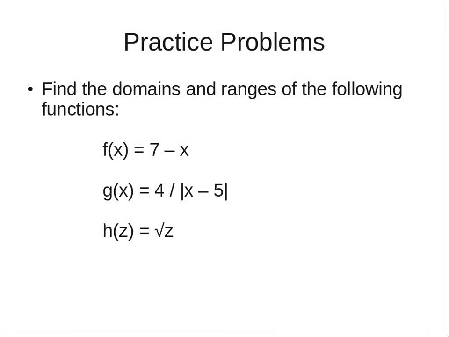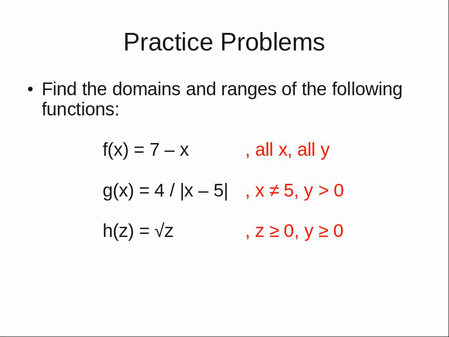All right, so what's going on here? Answers. The domain of the first function is all values of x. The range of the first function is all values of y. It's common to refer to the domain in terms of the variable x unless the function is using a different variable. And then it's common to refer to the range in terms of the variable y. Okay?